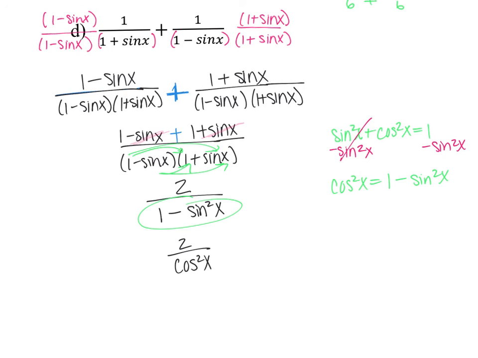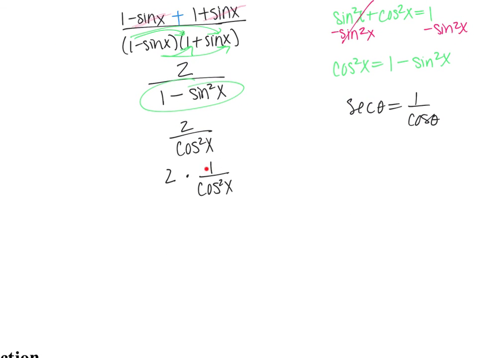But then I'm like, wait a minute, cosine squared is in the bottom. I'm thinking maybe this is secant, because secant is 1 over cosine, right? So if I were to write this as 2 times 1 over cosine squared, I start to realize I can replace this piece right here with secant squared. And I'll bring down the 2 so that it's multiplying next to it. And now this looks a lot cleaner. So I'll leave my answer like this.